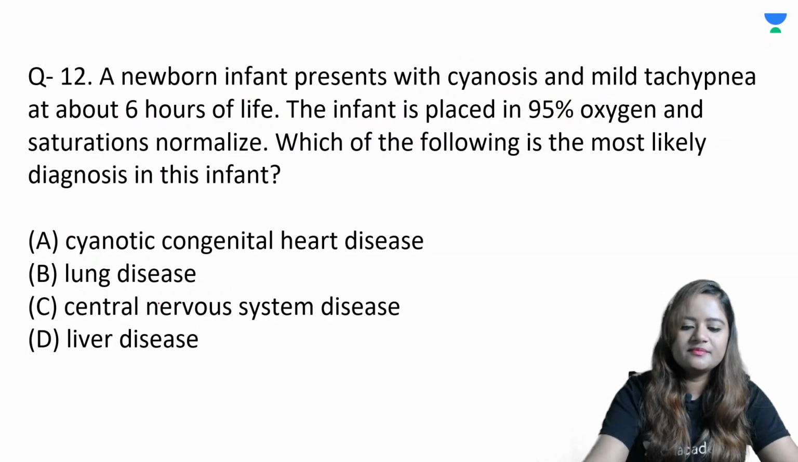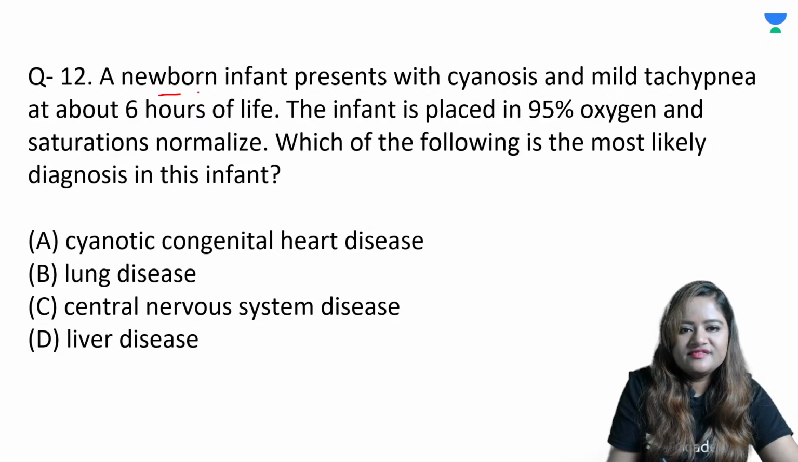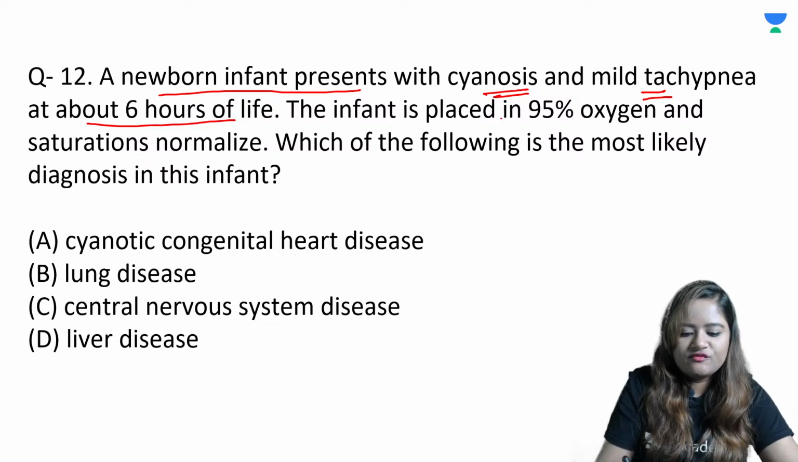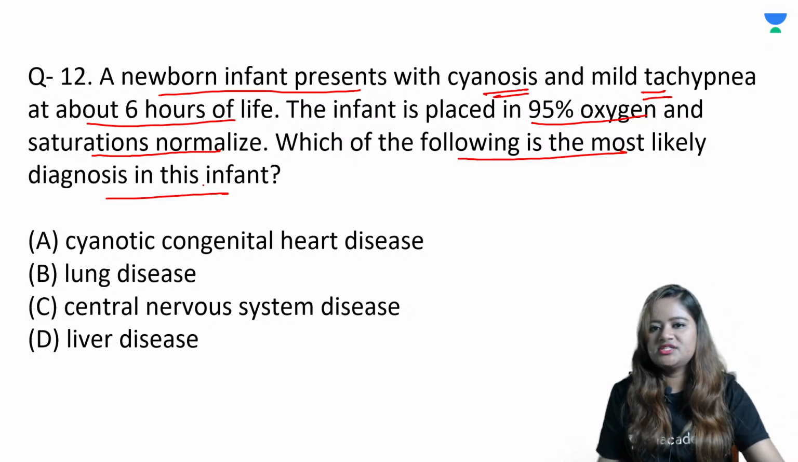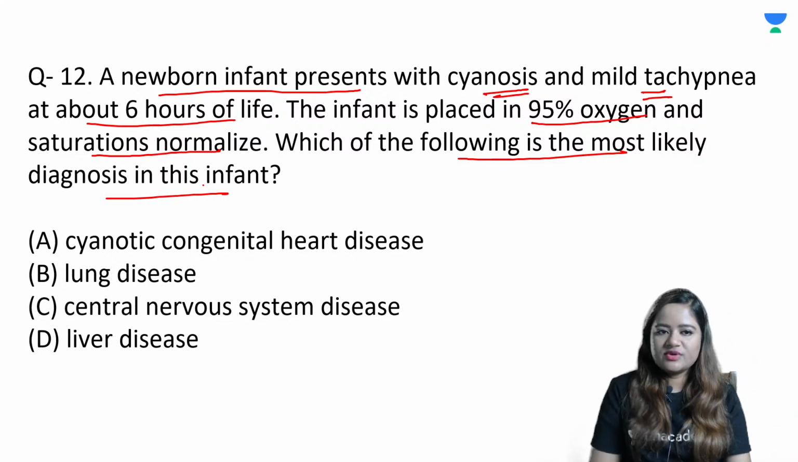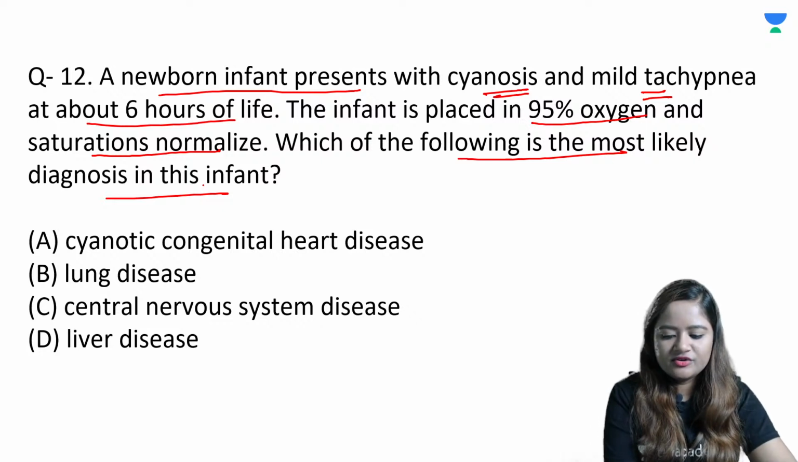Next question, question number 12. A newborn infant presents with cyanosis and mild tachypnea at about 6 hours of life. The infant is therefore placed in 95% oxygen and saturation normalizes. Which of the following is the most likely diagnosis in this infant? Please read the question carefully. These are all concept based questions. You have to be very careful before putting your answer.